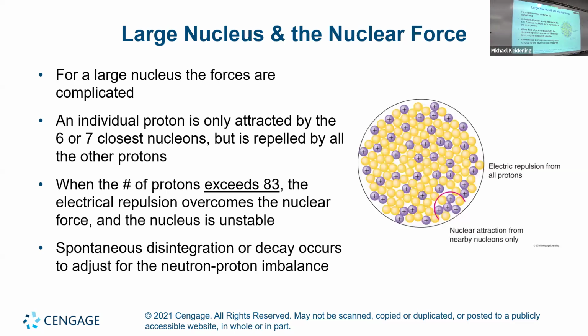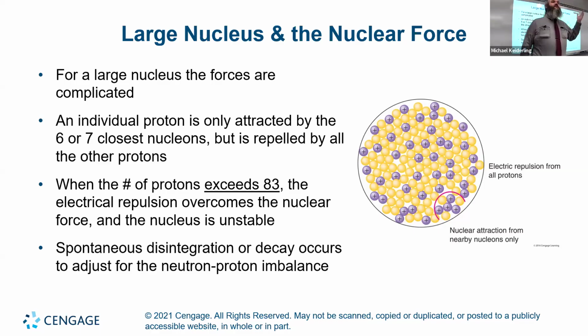So for a large nucleus, the forces become kind of complicated. Any individual proton is only attracted by the 6 or 7 closest nucleons, but it's repelled by all the other protons. So when the number of protons exceeds about 83, the electrical repulsion overcomes the nuclear force and the nucleus becomes unstable. So spontaneous disintegration or decay will occur to adjust for neutron-proton imbalance. Now, that may take a very long time, but it is something that happens. So basically, all big nuclei are unstable.